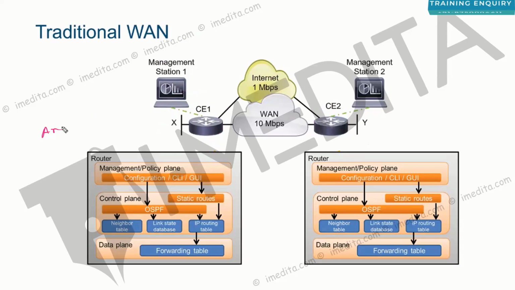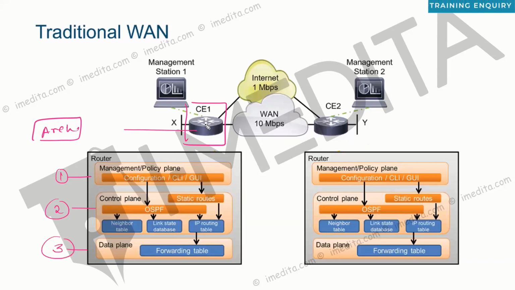From the architectural point of view, the functionality of a router can be divided into three architectural planes. We can say that there are three components of this router, and these three components handle three different things of the device. For example, the management plane of the router handles how the device is going to be managed.